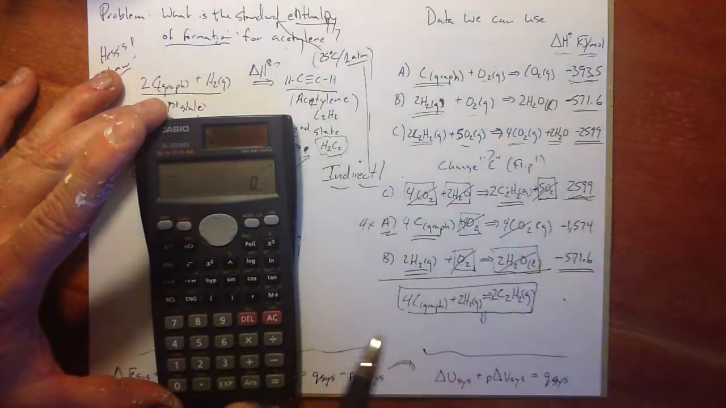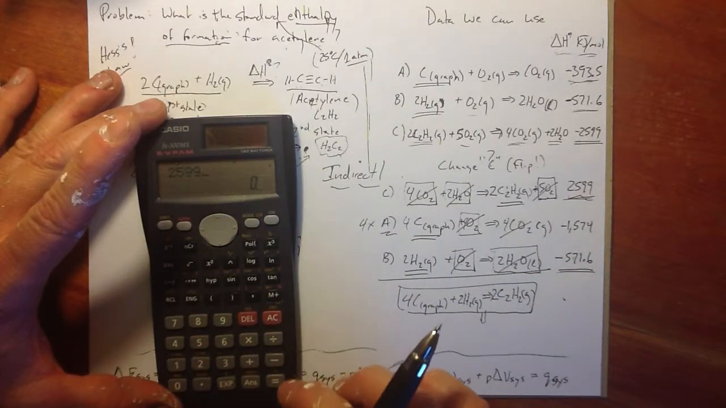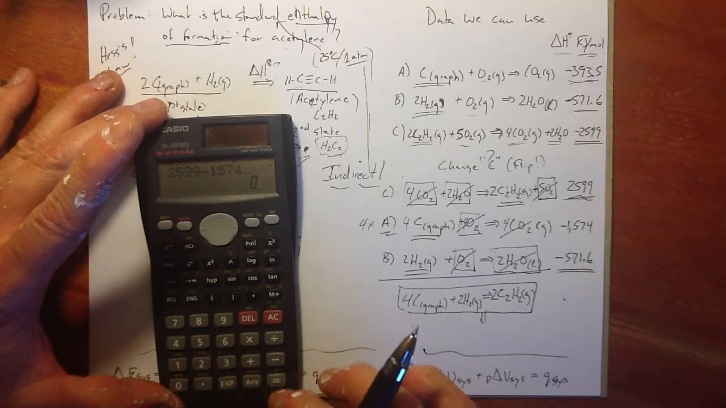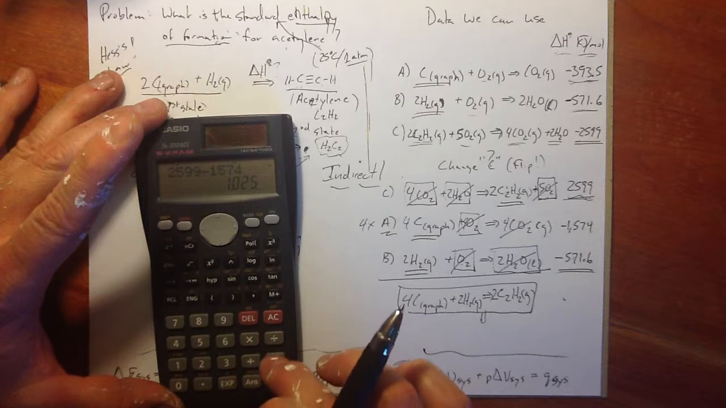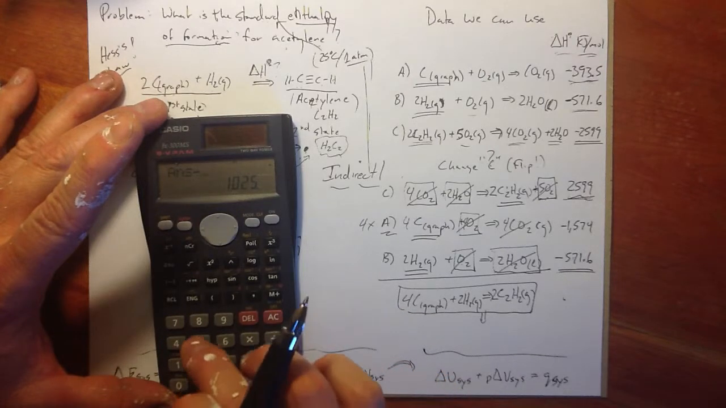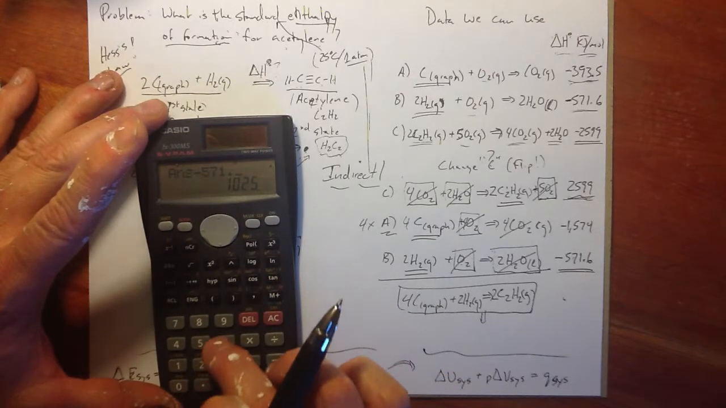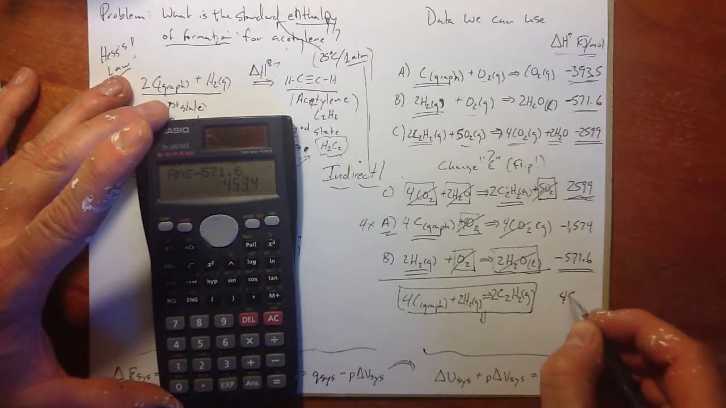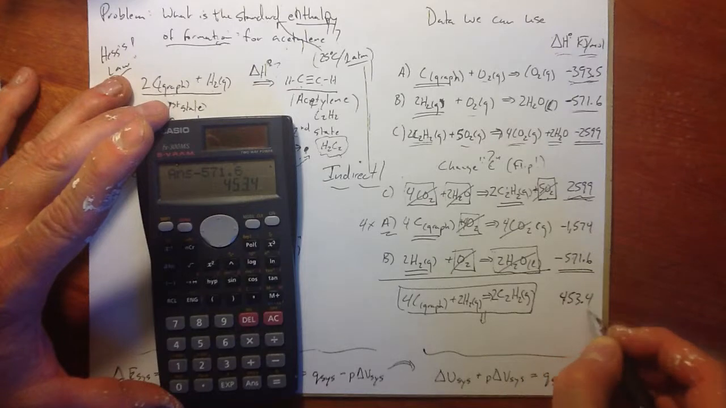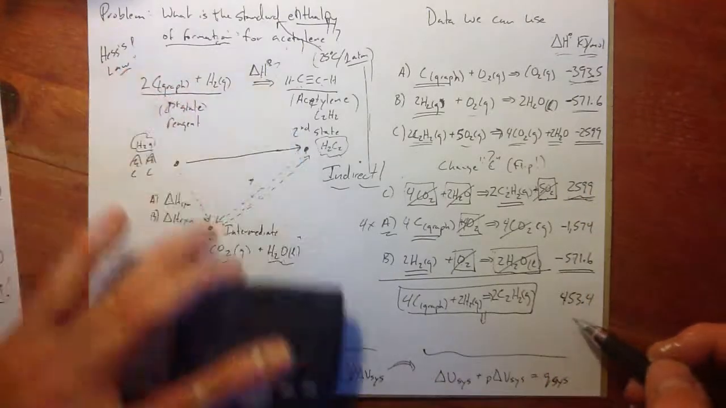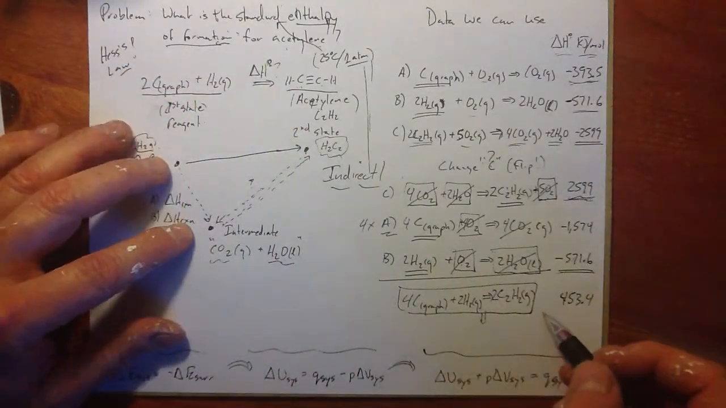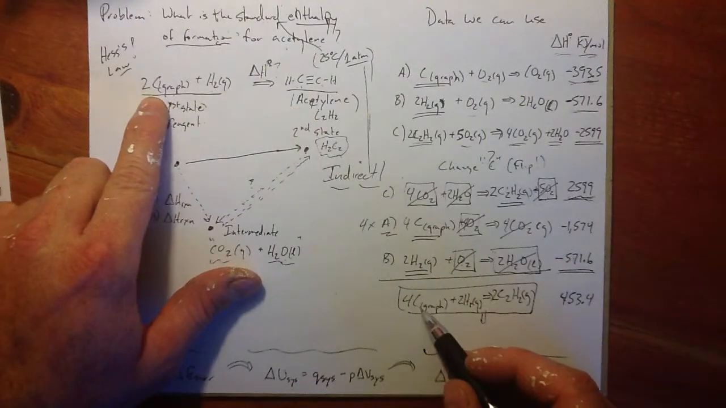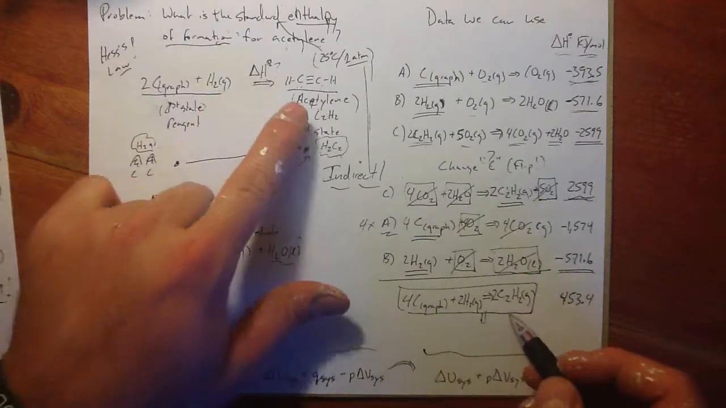So let's take 2,599 and subtract these two numbers. 2,599 minus 1,574 equals, and then minus 571.6. So for this reaction as is, we would have to add 453.4 kilojoules of energy to have this reaction go. But we don't need 2 moles of acetylene. We just wanted 2 of the graphite plus 1 mole of hydrogen to make 1 mole of acetylene.